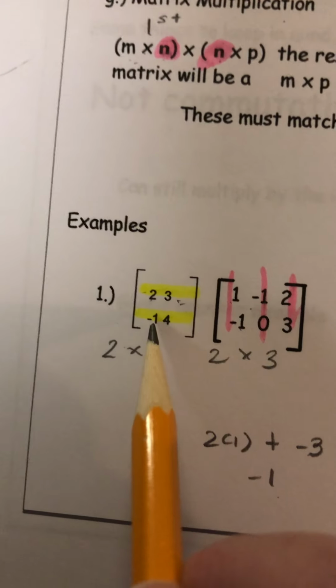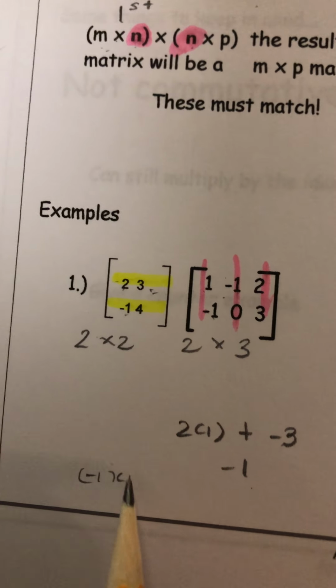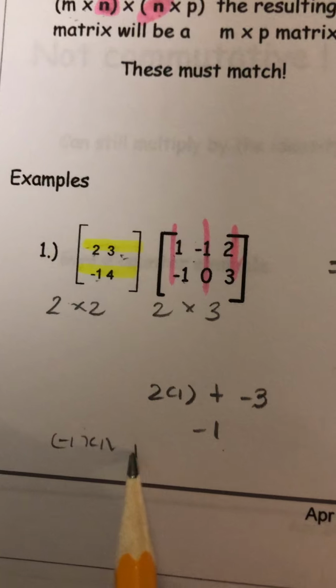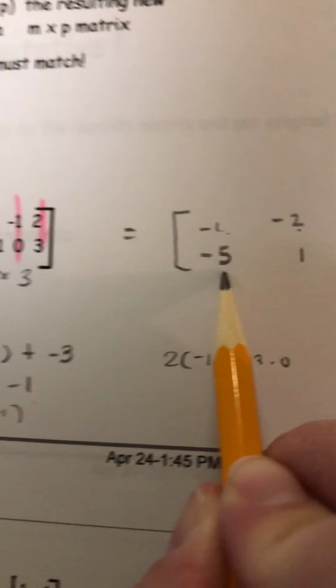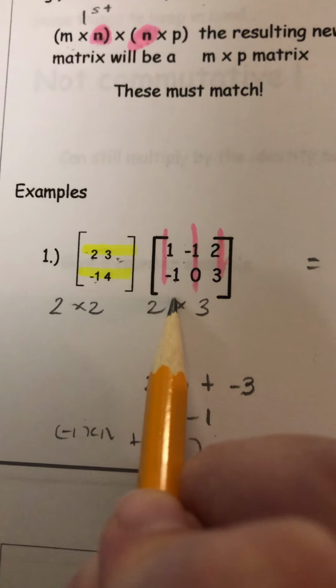Then we do the same thing here. So negative 1 times 1, and then 4 times negative 1. We're going to add those two together, and we get negative 5. So this is row 2, column 1.